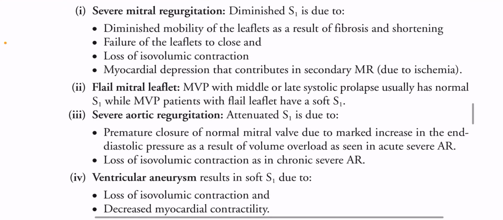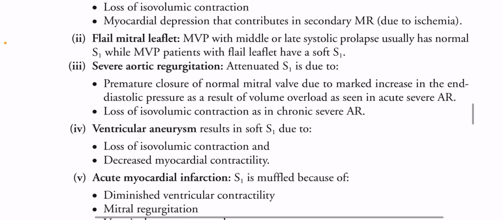Severe aortic regurgitation. Attenuated first heart sound is due to premature closure of the normal mitral valve, caused by a marked increase in end diastolic pressure as a result of volume overload, as seen in acute severe AR, or loss of isovolumic contraction as in chronic severe AR.